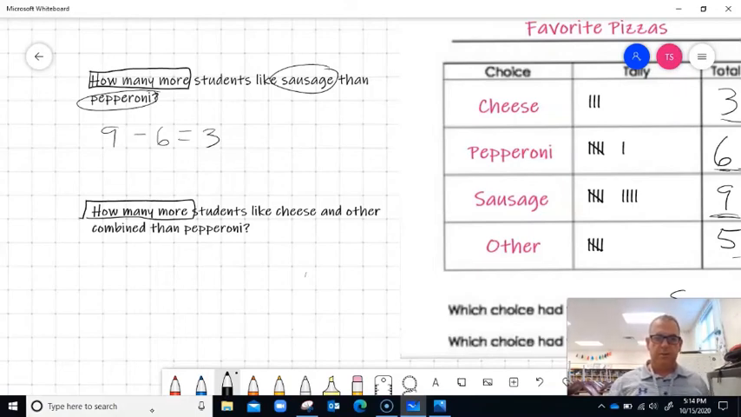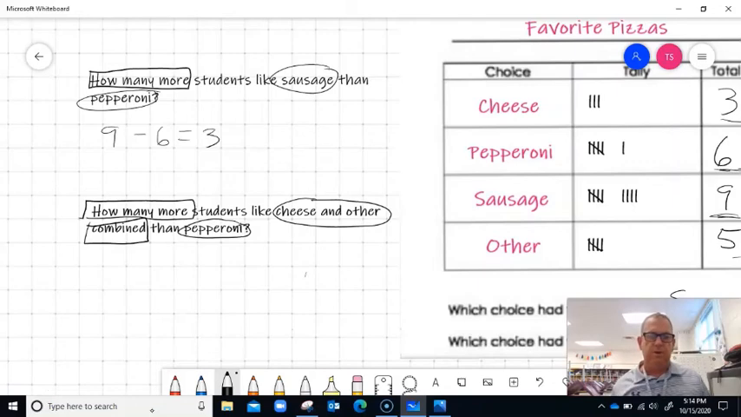Okay, I'm going to look at this. I got cheese and other combined, so we're asking about cheese and other combined. What does combined tell me we need to do? Yep, that's right. We are going to have to add the cheese and other pieces together. And the last thing we're talking about is the pepperoni. So, what is the first step in this problem? Yes, we need to add first. We need to add the cheese and other together.